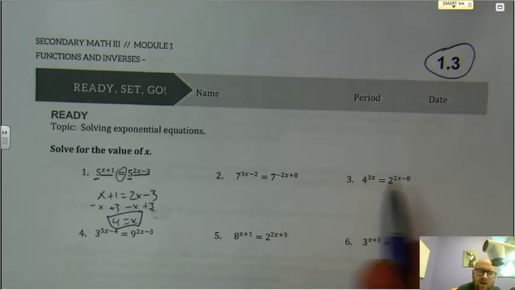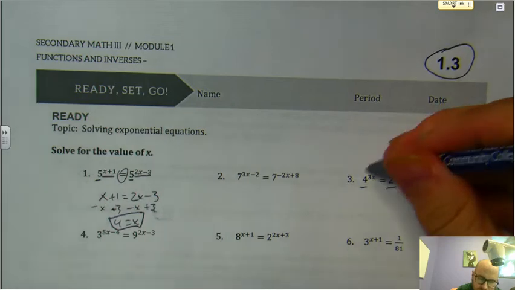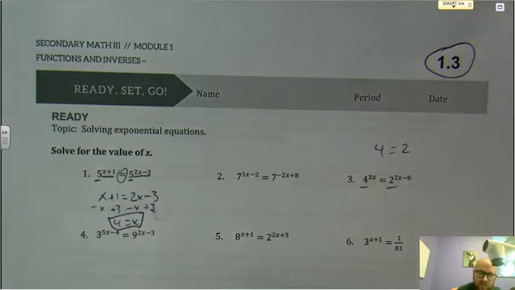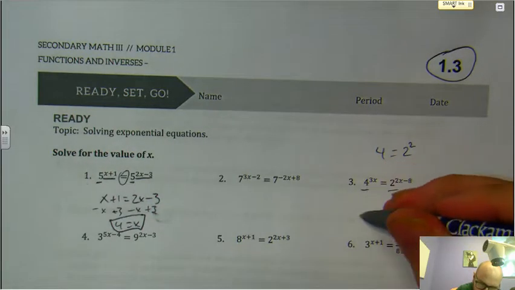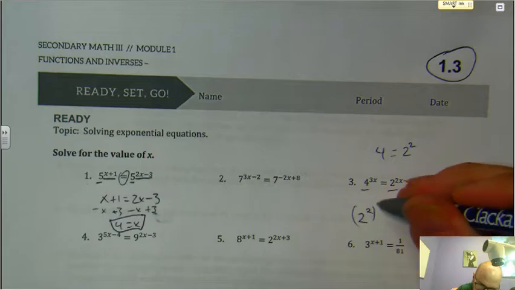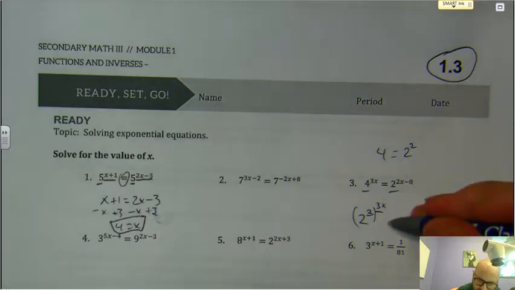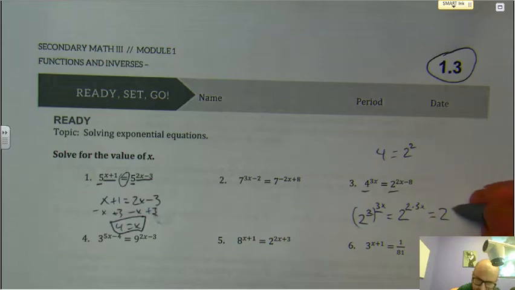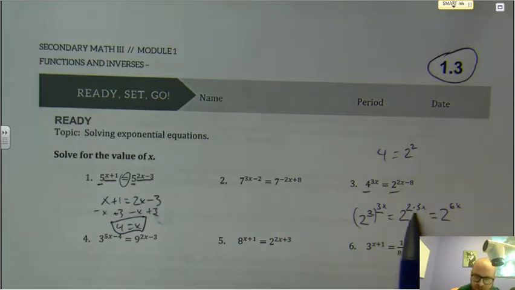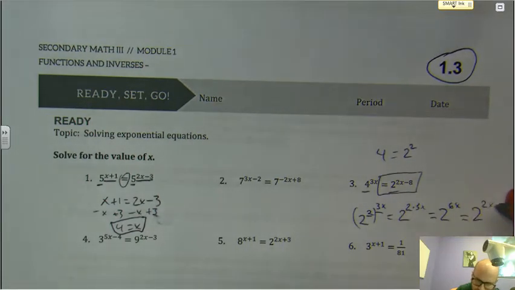When I look at number 3, well, now we don't have the same base. But what we're going to have to be able to do is transform that 4 into a base 2. And so 4 as a base 2 would be 2 squared, right? Because 2 times 2 is 4. So if this 4 is 2 squared, and that's all raised to the 3x power, these exponents multiply in on each other. So that's the same as 2 to the 2 times 3x, or just to simplify it even further, 2 to the 6x. Right? 2 times 3 is 6x. And all of that is going to be equal to 2 to the 2x minus 8.